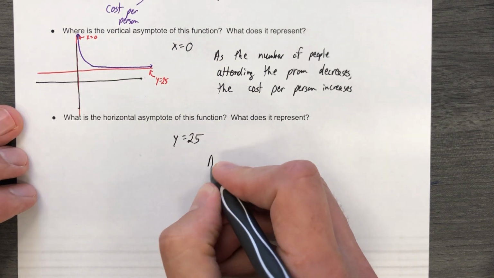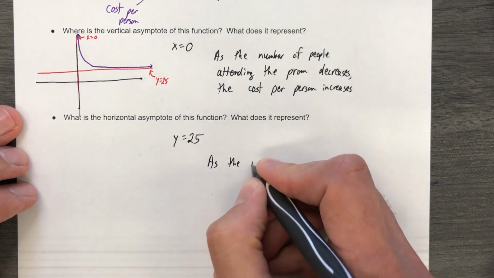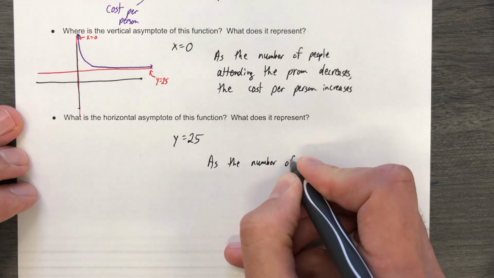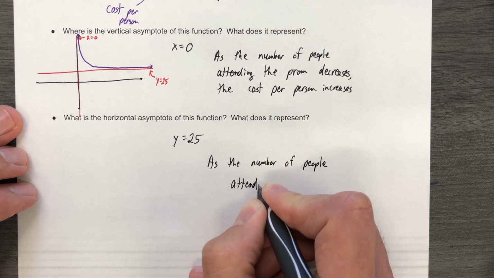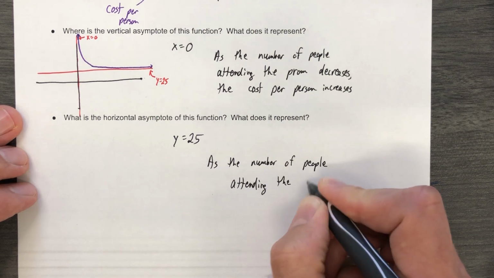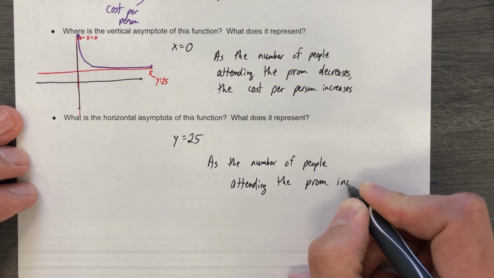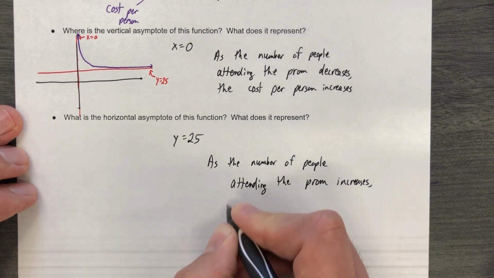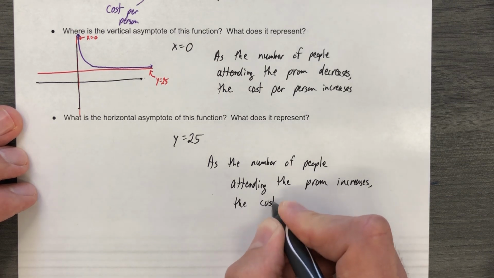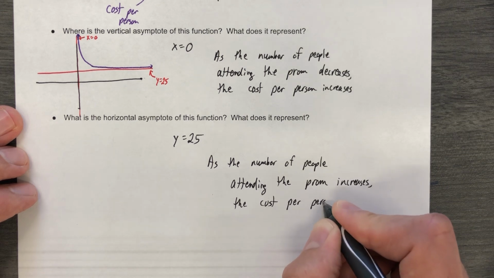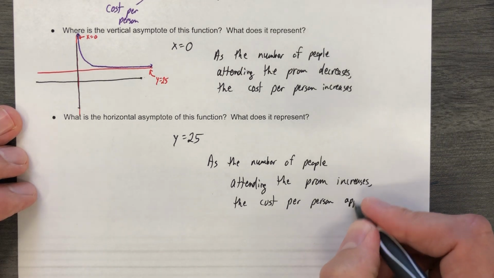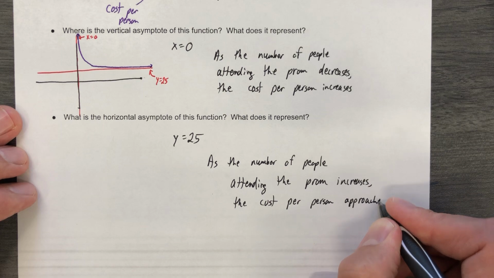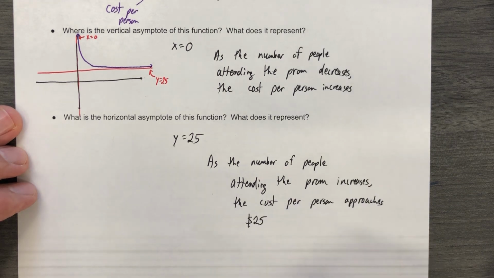So as the number of people attending the prom increases, the cost per person. Okay, you might be tempted to write the word decreases, and you'd be right, but let's get really specific. It approaches $25. All right, and it makes sense.